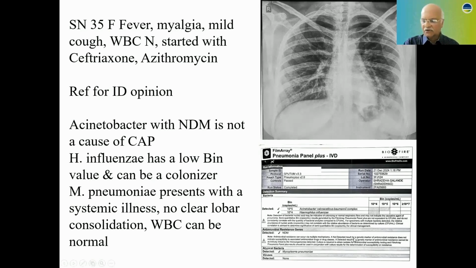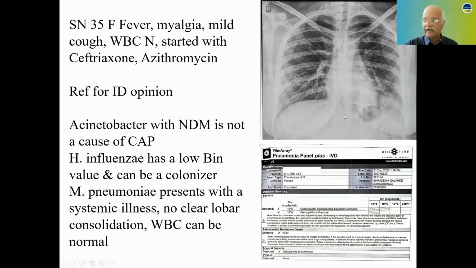So in her case, also the sputum was of good quality, and it showed 10 raised to 5 Acinetobacter, 10 raised to 4 Haemophilus influenzae, and there was NDM marked as the resistance marker, and we also had Mycoplasma pneumoniae. So how would we analyze this case? Now, Acinetobacter with NDM is certainly not a cause of community-acquired pneumonia. Again, Dr. Septimus told us that it clearly goes into the hospital-acquired pneumonia business.